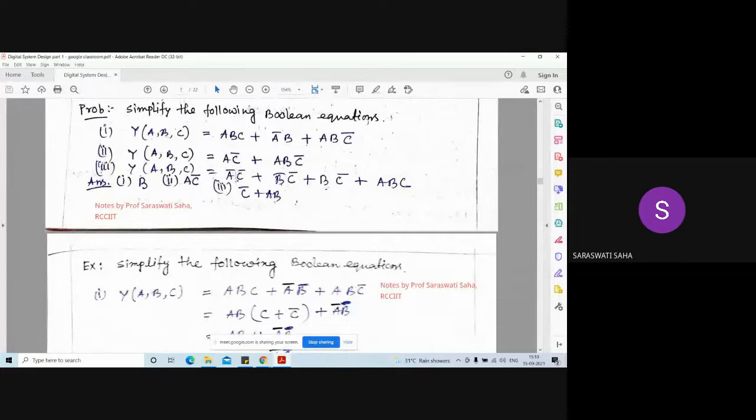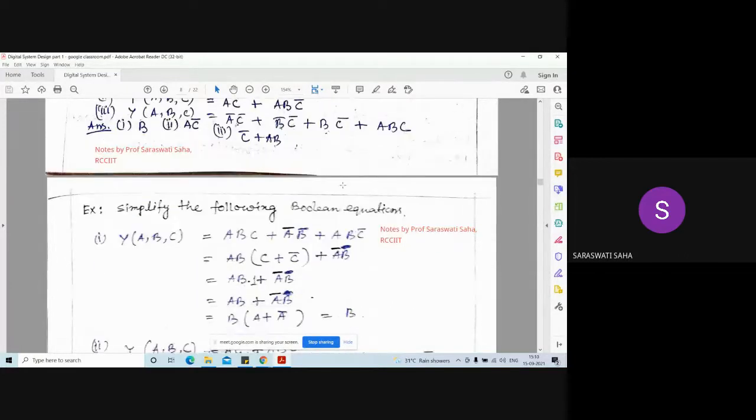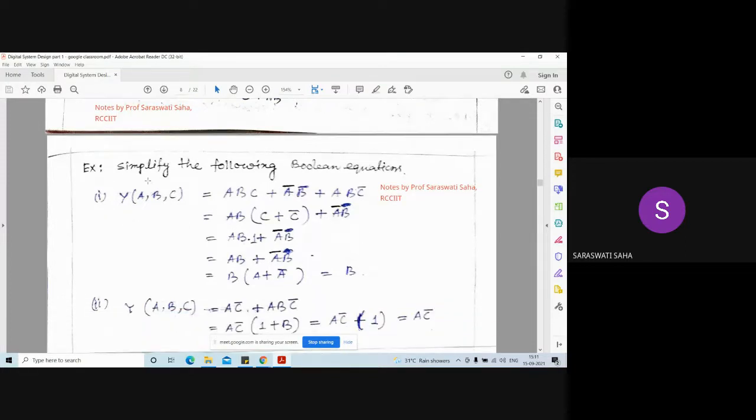Now, see, first one, ABC plus A bar B plus ABC bar, okay? ABC plus A bar B plus ABC bar. How can we minimize this? First, consider these two terms, ABC and ABC bar. Then take AB as a common term. Then you will get C plus C bar here, plus A bar B, right? So C plus C bar, what is the rule behind this? C plus C bar gives us 1. So it will give us AB dot 1 plus A bar B.